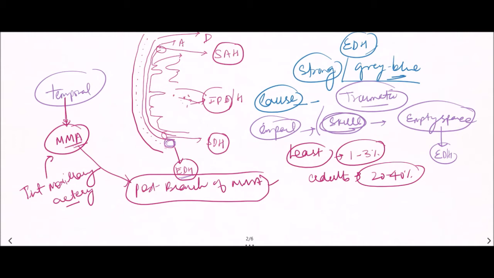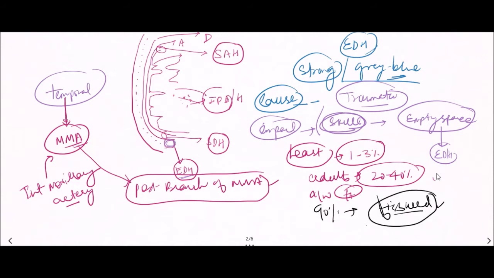So hemorrhages like these may not be associated with any fracture, but if they are associated with a fracture, then in 90% of cases the fracture will be a fissured fracture. As we discussed in the previous video, fissured fracture is the most common type of skull fracture. So in case the EDH or another hemorrhage is associated with a fracture, the most common type is fissured fracture.